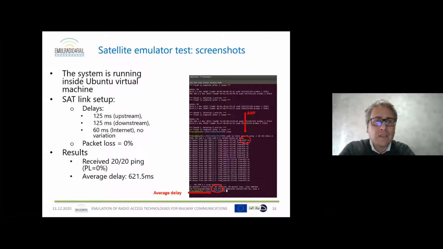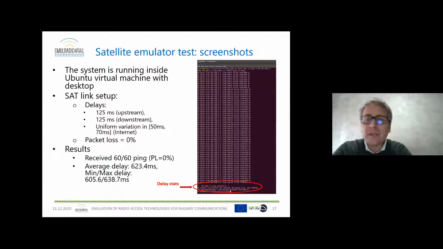This one is another test we performed where we considered a uniform variation for the internet link. So we were interested to see how the wide area connection would contribute to disturbing the transmission. So without a packet loss, of course, also in this case we received all the ping attempts with an average delay with this kind of variation, with a minimum, maximum, and average delay, of course.